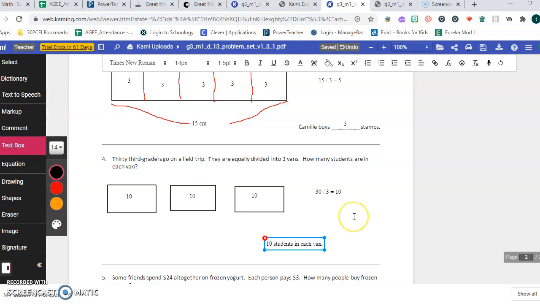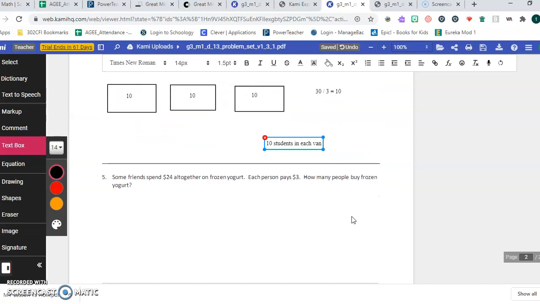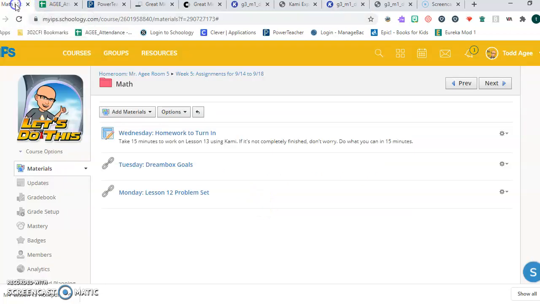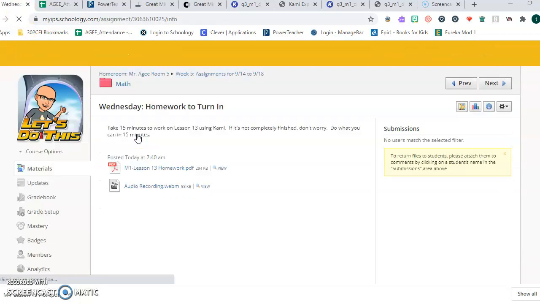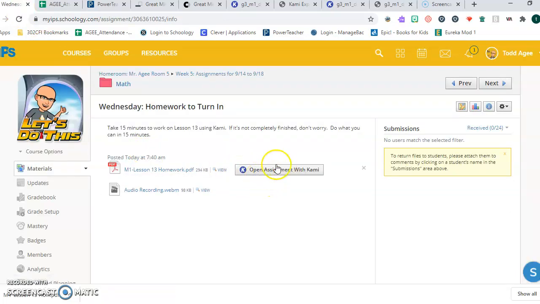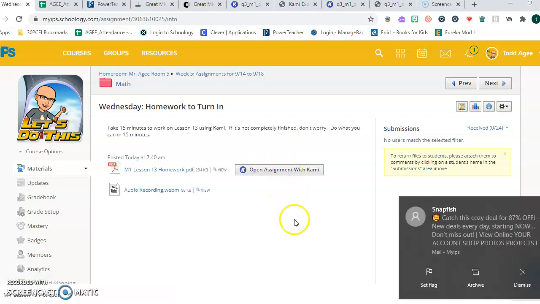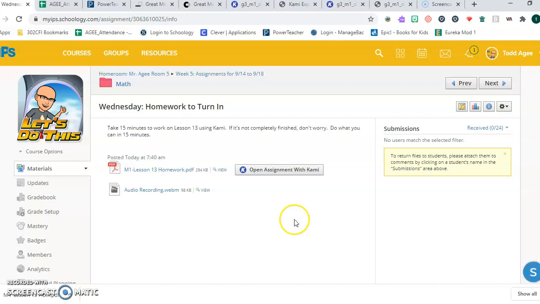All right, I'm not going to be able to get this last problem in my 15 minutes, so I just want to review with you. You are going to head to the math folder. You're going to open up the Wednesday homework. You're going to open it with Cami. You're going to do as much as you can in 15 minutes and submit it. Okay? Do your best. Good luck. Don't forget to come to our meetings with questions.